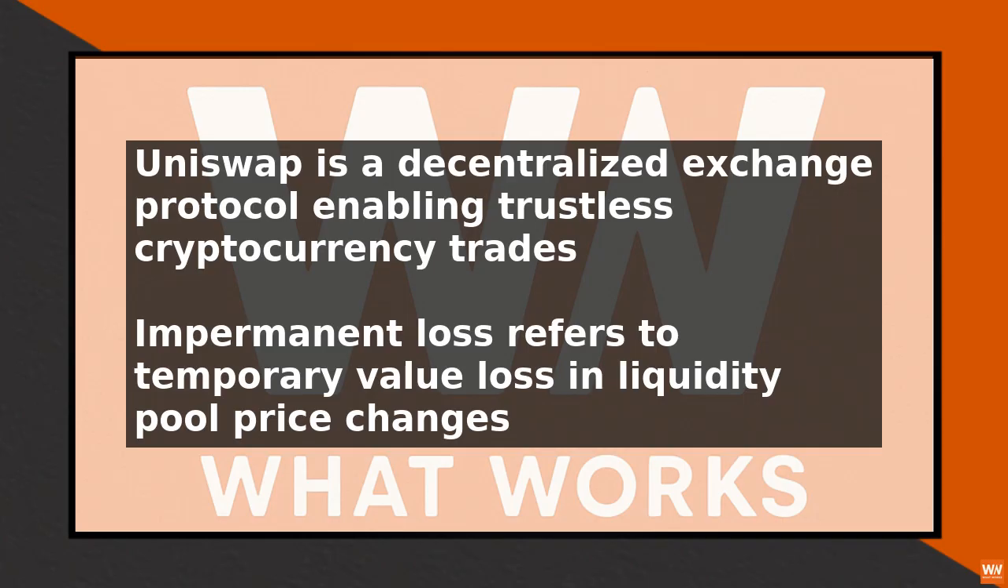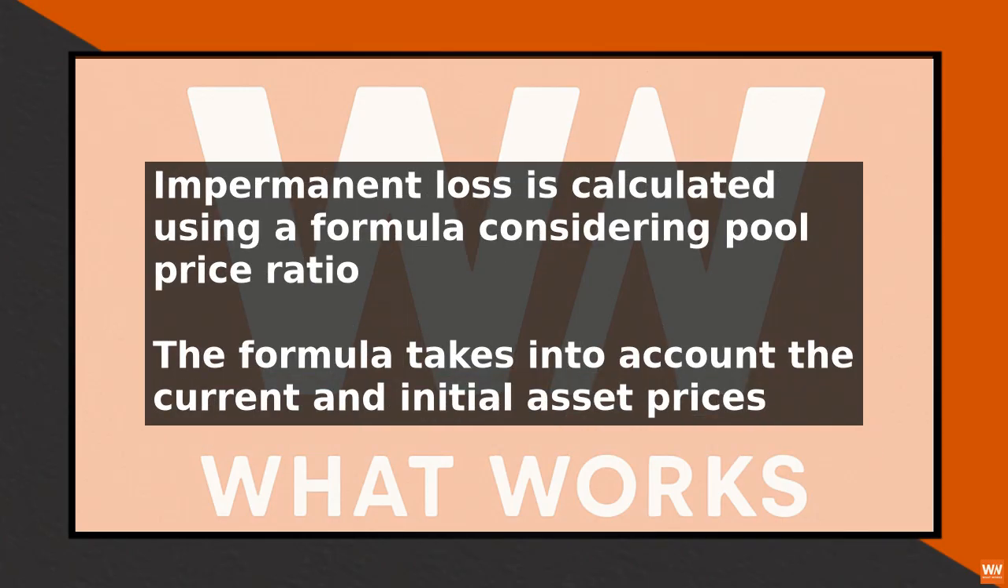pool changes. The first step is to calculate the impermanent loss using the formula: impermanent loss equals 2 * SQRT(pool price ratio) / (1 + pool price ratio) - 1. This formula takes into account the pool price ratio, which is the ratio of the current price of the assets in the pool to their initial price.